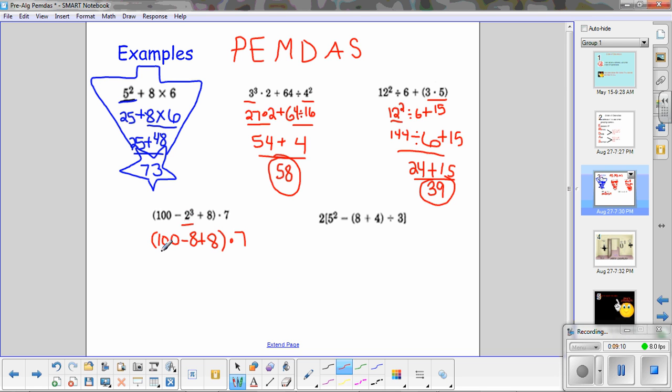Now inside the parentheses, the next thing we will do is add and subtract from left to right. 100 minus 8 is 92. Rewrite the rest of the problem. 92 plus 8 brings us right back up to 100. And then the final step of 100 times 7 is 700.